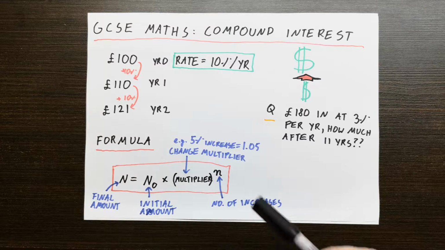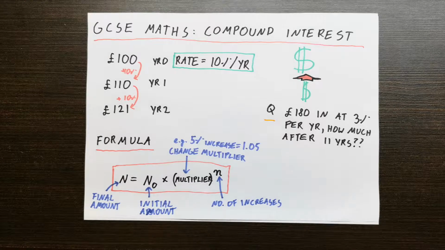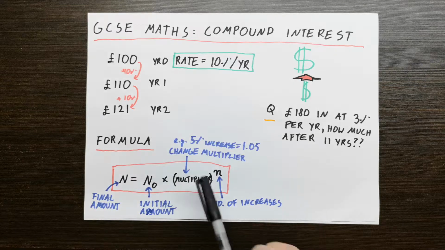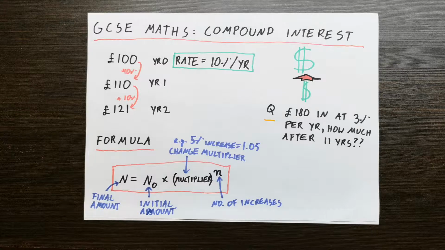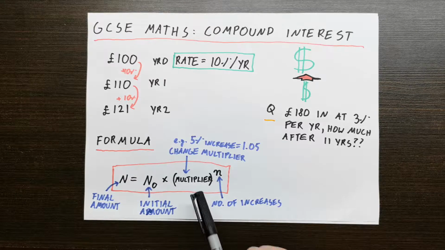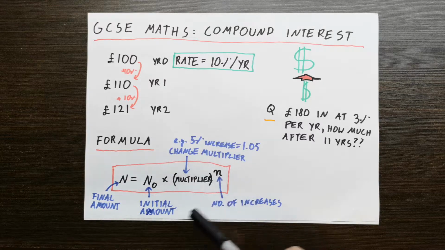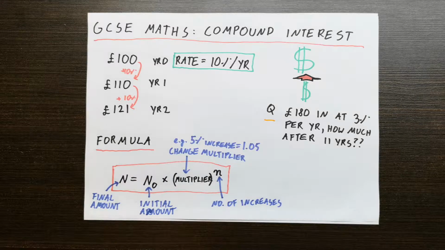So say, for example, a car depreciates 5% every year. So every year it's 5% cheaper than it was last year. So here, if we wanted to calculate that, we would use a multiplier of 0.95. 5% depreciation. So 100 minus 5 is 95. So 0.95. So that's how we use this part. That's how we use the multiplier part.